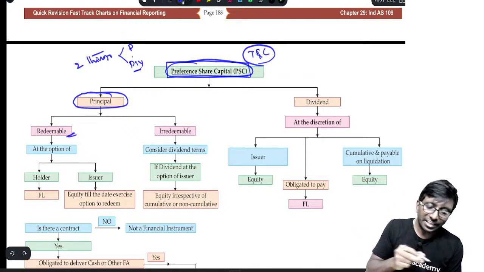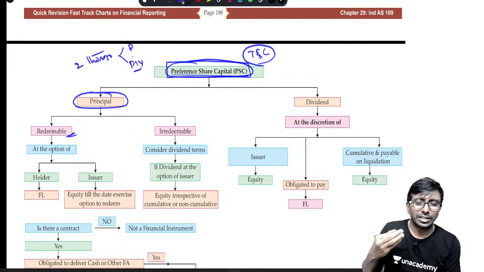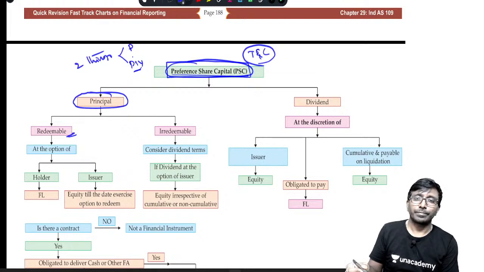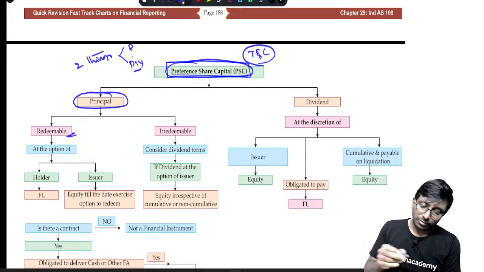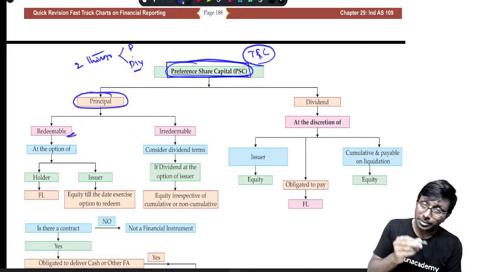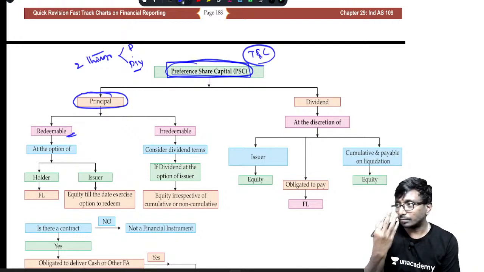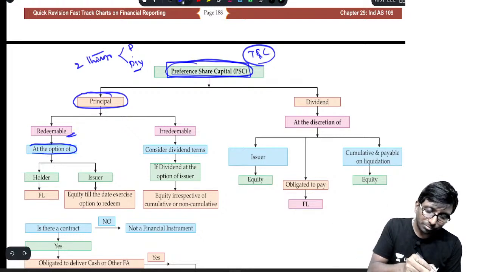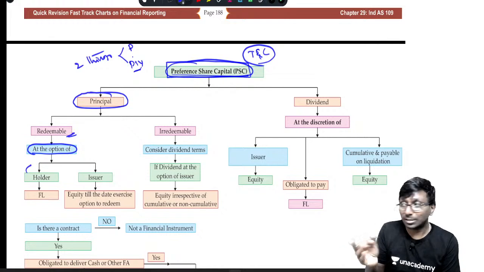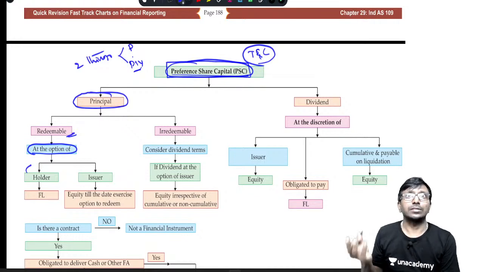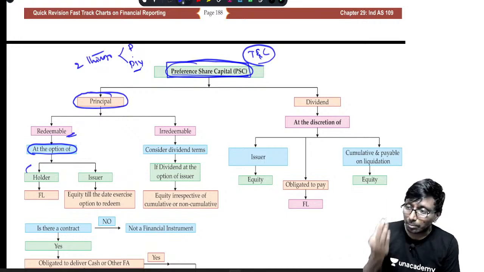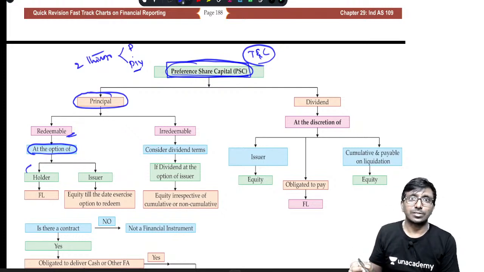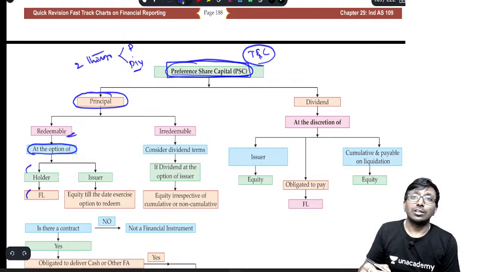So, for the principal, when I say it is redeemable, what did I say? Redeemable means I have an obligation to repay. When the company has an obligation, it is a financial liability. One more step: is it at the option of the holder? Suppose it is redeemable at the option of the holder. Then the holder has the right. Any day they can come and ask me, "Hey Ravi, pay me my money." I am supposed to pay. I have to oblige and accept their request. That's why we say it is a financial liability.